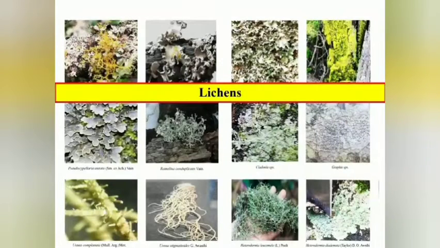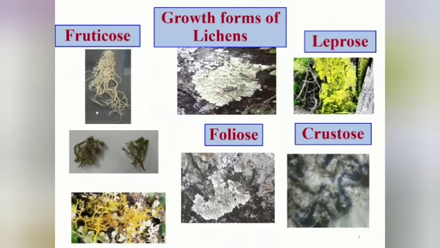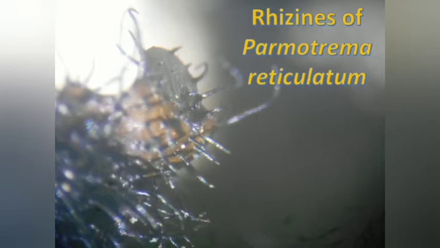Today we are going to discuss some of the lichens most commonly found in Tamil Nadu, and based on their growth forms we can classify these lichens into crustose type, leprose type, foliose type and fruticose type of lichens. Some of the morphological characteristic features differentiate one species from another species.